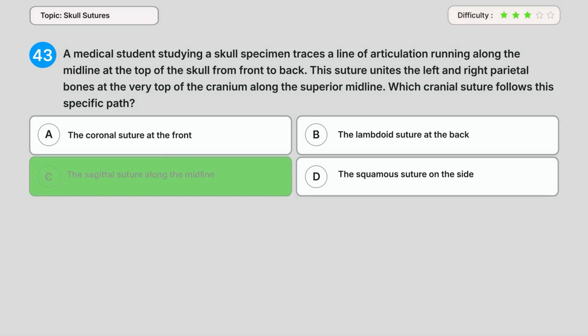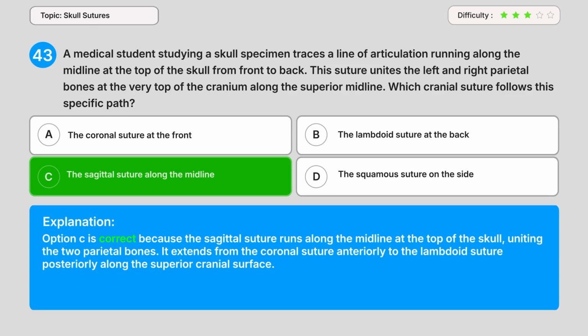Correct answer, C, the sagittal suture along the midline. Explanation. Option C is correct because the sagittal suture runs along the midline at the top of the skull, uniting the 2 parietal bones. It extends from the coronal suture anteriorly to the lambdoid suture posteriorly along the superior cranial surface.